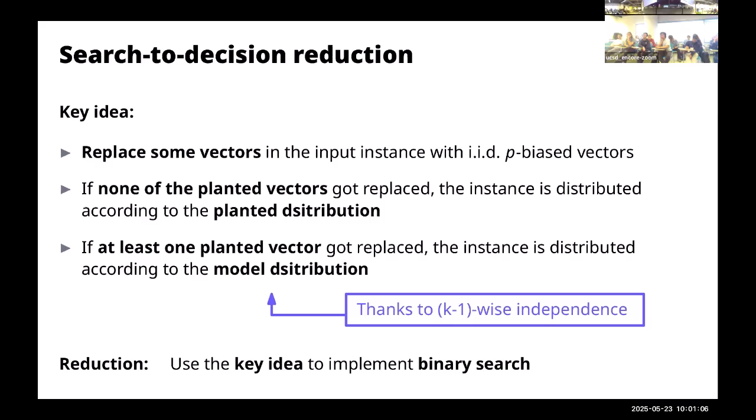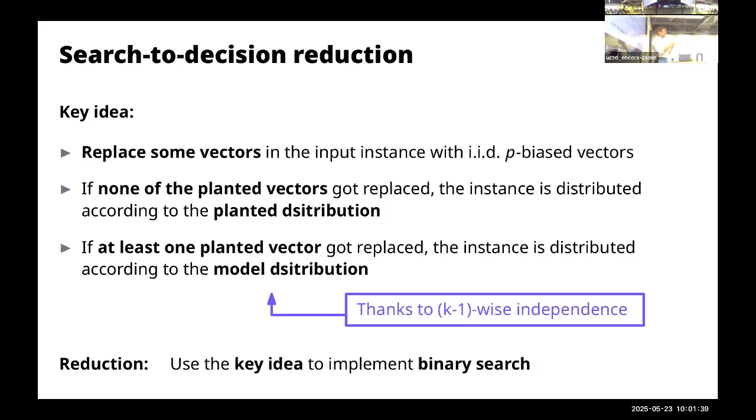So basically, the reduction is to do binary searches using this idea. So let's say I do it set by set. First, I take my first set, I replace the first half of the vectors with random vectors. I ask my decision algorithm, is it model or planted? And this way I learn if the single solution vector in this set was in the first half or in the second half. And then I prepare some. I mean, I do not want to necessarily decrease the instance size.